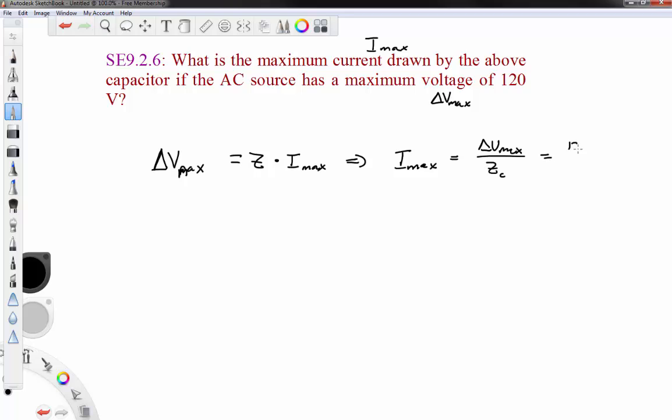So that's 120 volts divided by 10,600 ohms. So if we do that, what we end up getting is a total current of about 11.3 milliamps. So I max is approximately 11.3 milliamps.